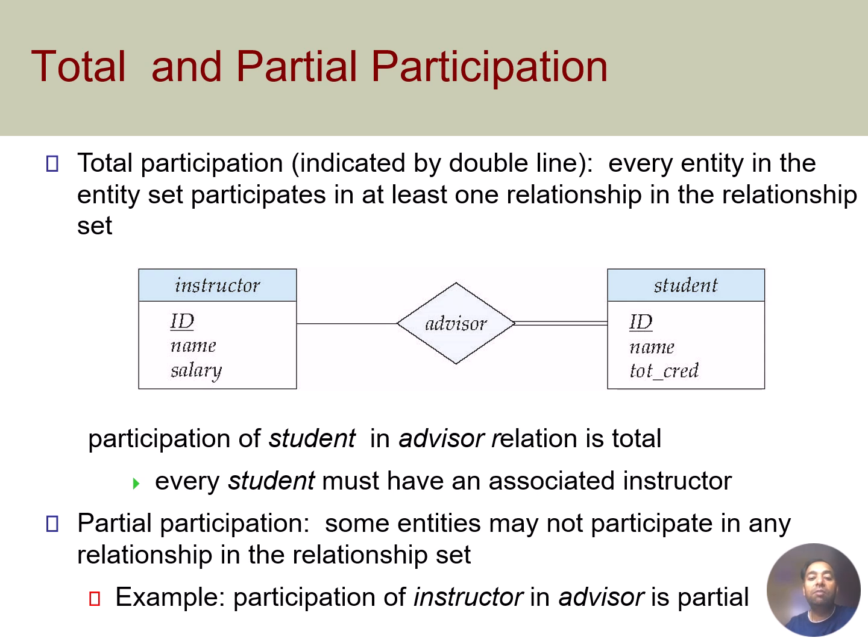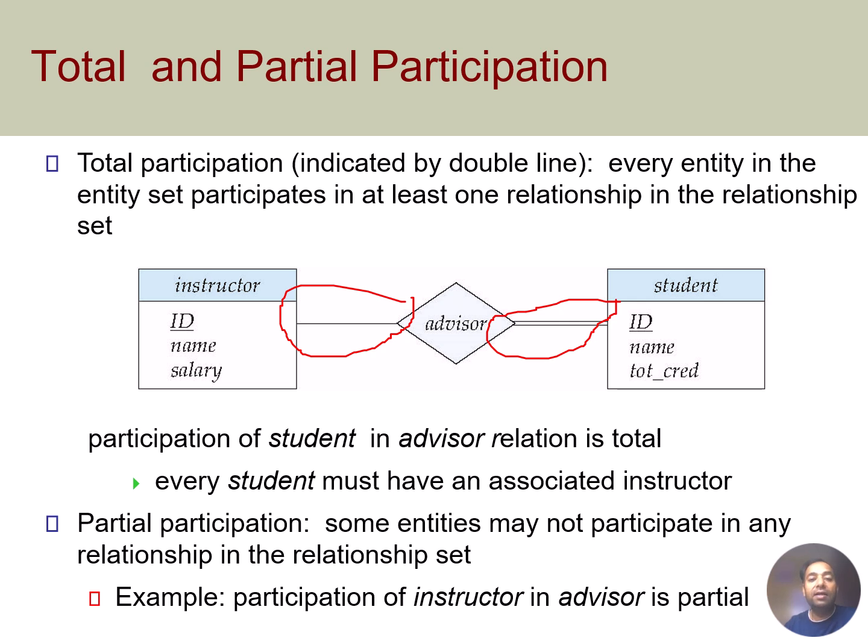It's shown with a double line. Partial participation means some entities may not be involved, shown with a single line. This is partial participation and this is full participation. For example, every student must have an advisor. This is total participation. But not every instructor has to advise a student. That's partial participation.